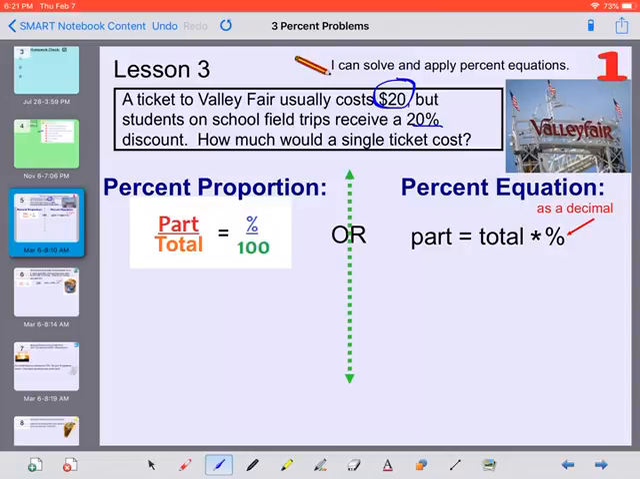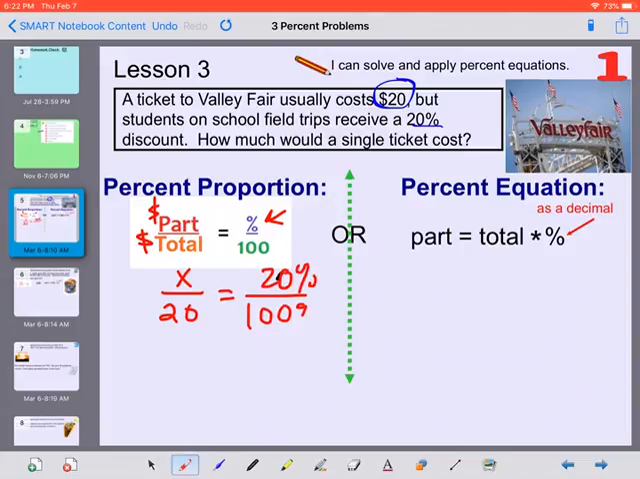So I'm going to start with our percent proportion because this is something that we have done before. So the part that we're getting off, we don't know. We know it's 20%, but we don't know how much it actually costs, how much money we're getting off. We know our total price is $20. We know that it's 20% out of a total of 100%. 100 is always on the bottom.